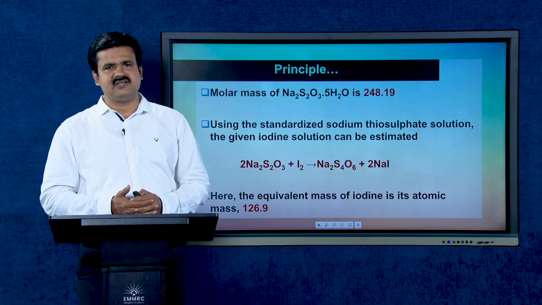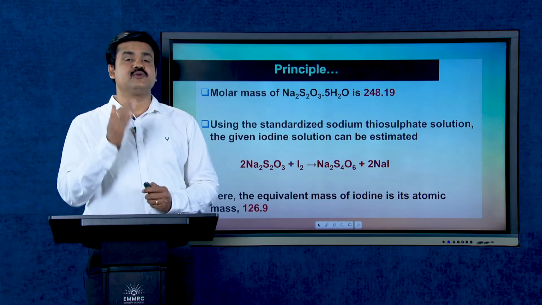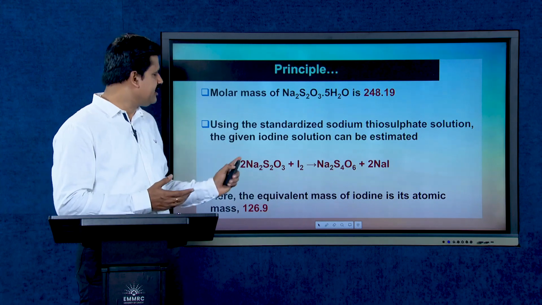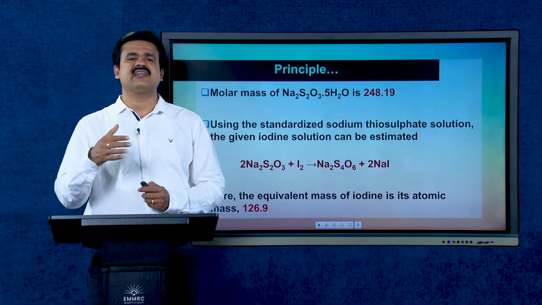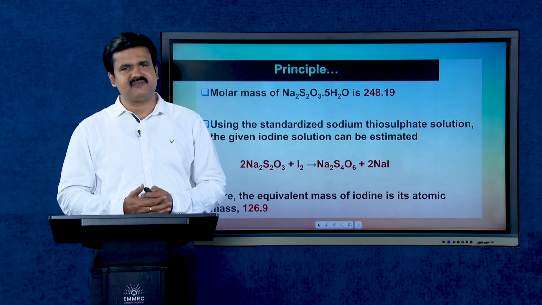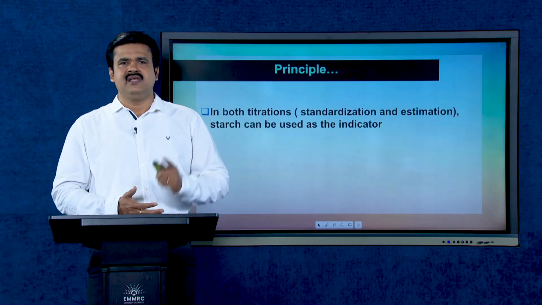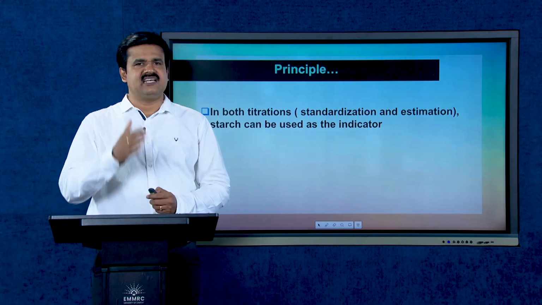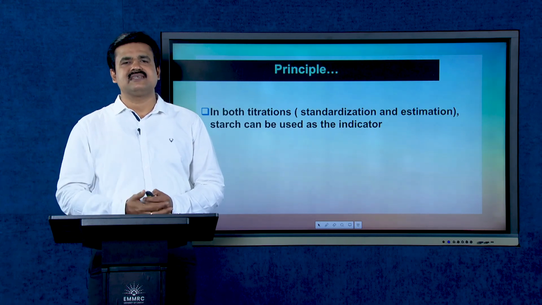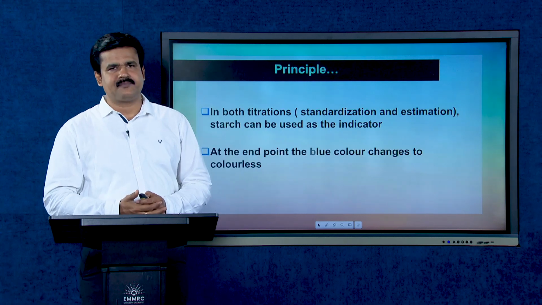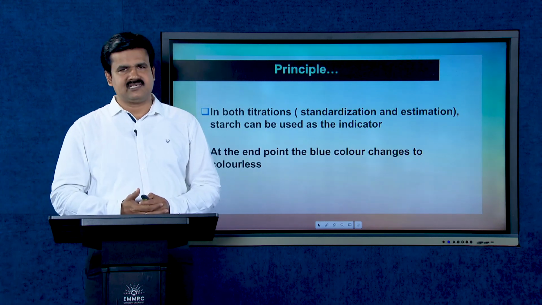In this reaction, the equivalent mass of iodine is its atomic mass. The atomic mass of iodine is 126.9, and in this case we can round off to 127 for the sake of doing calculations. Now, in both the titrations, that is in standardization as well as estimation, we can use starch as the indicator. At the end point, the blue color changes to colorless.